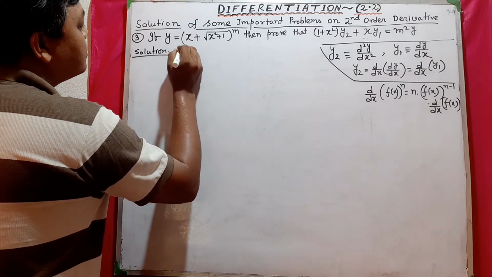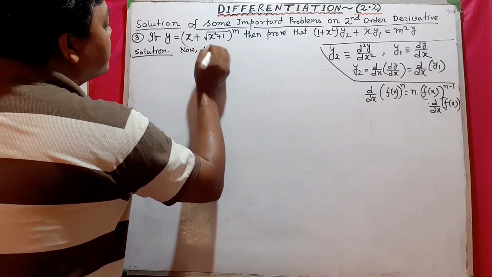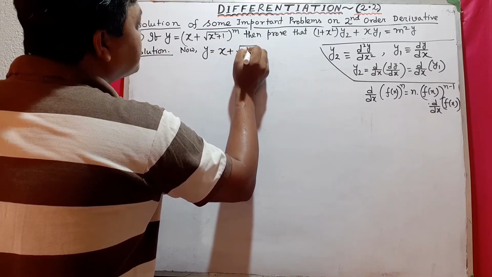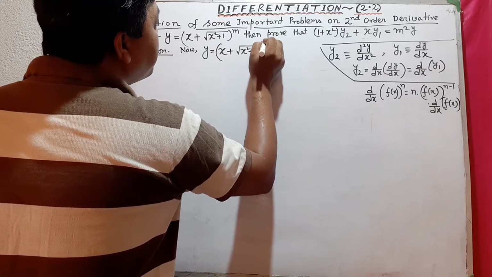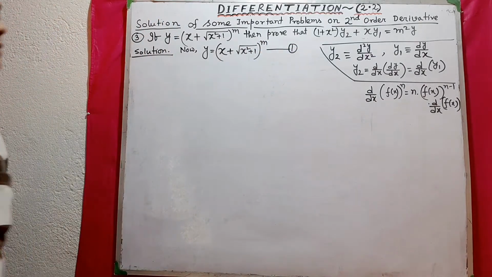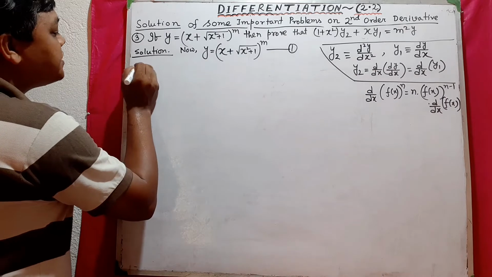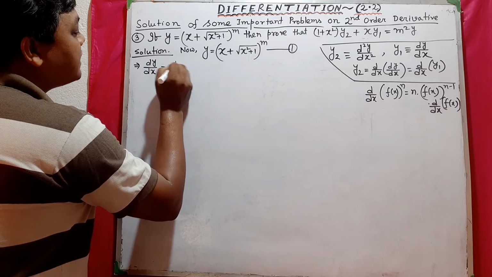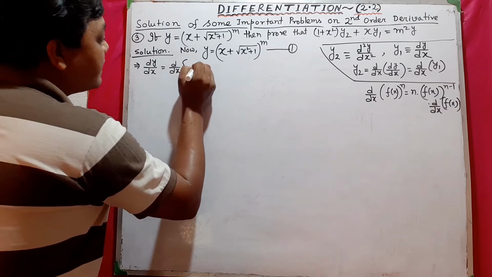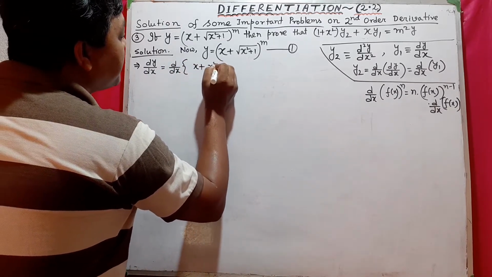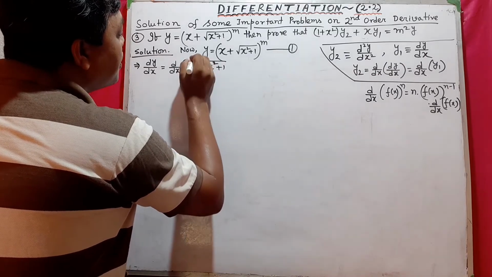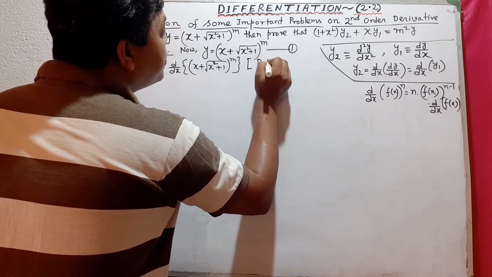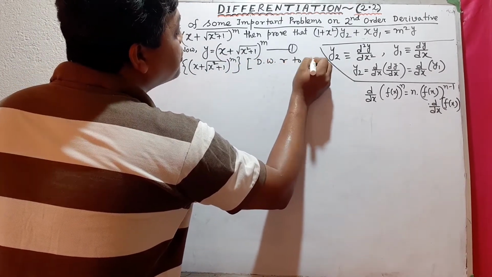Given that y equals x plus square root of x square plus 1 whole to the power m. This is equation number 1. So now differentiate with respect to x. So dy/dx equals d/dx of x plus square root of x square plus 1 whole to the power m, and you have to write here, differentiate with respect to x both sides.